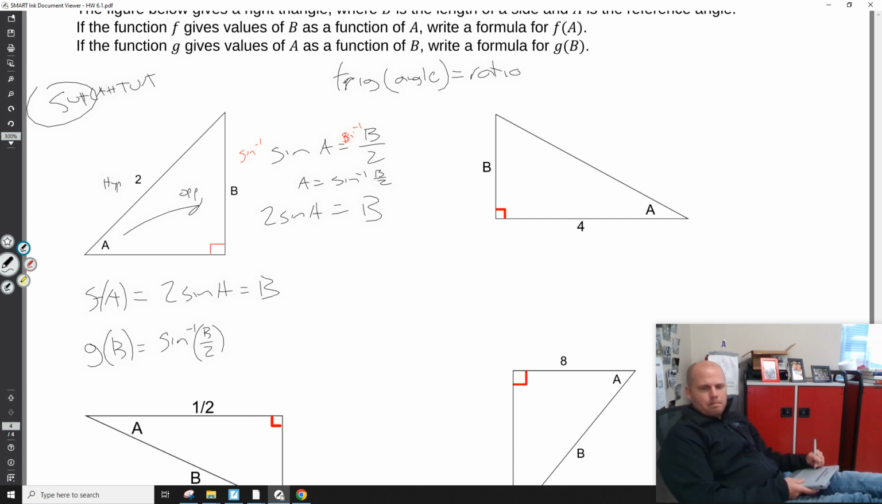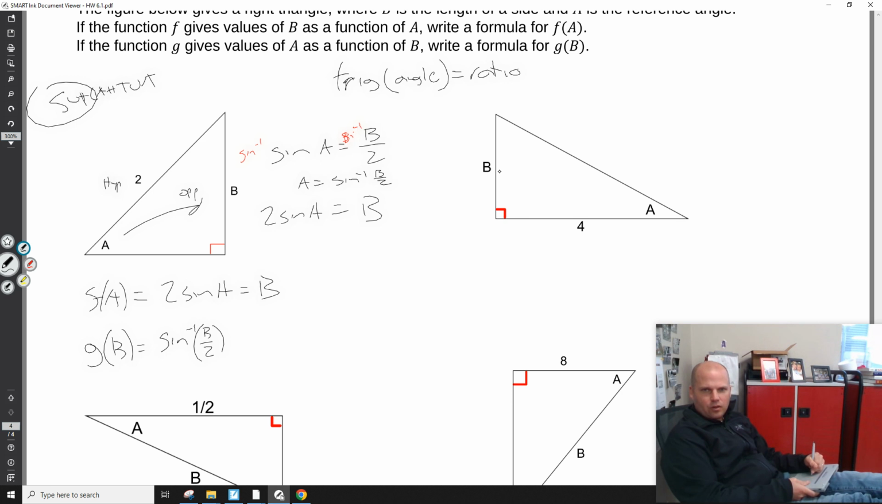Okay, so let's see if you got that. Do the other ones. Plug in A, get B. Plug in B, get A. See that they're inverses of each other, undoing each other.